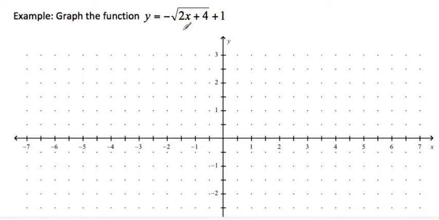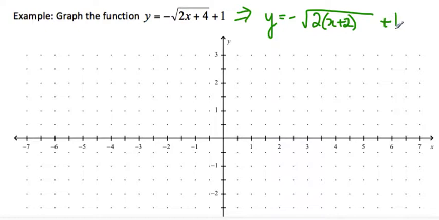So we are going to graph a function. y equals negative square root 2x plus 4 plus 1. Is the coefficient of x 1? The answer to that question, no, because it's 2. So we need to factor. So we're going to actually change this equation. So it's y equals negative square root 2 in a bracket x plus 2 plus 1. Okay, now we can start doing our transformations.